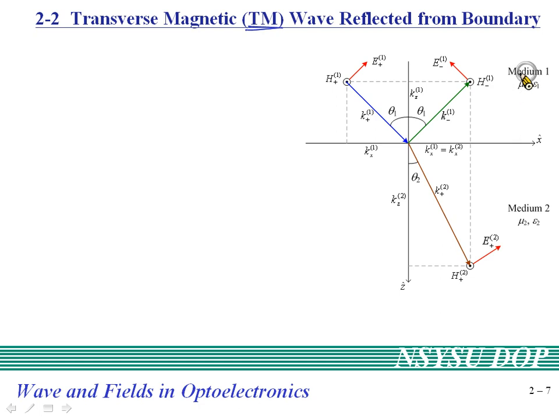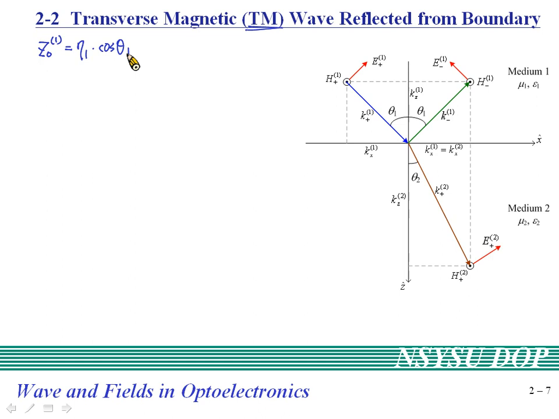In medium 1, the total E field is the incident wave plus the reflected wave. The total H field is the incident wave plus the reflected wave. So we can define the characteristic impedance of the TM wave in medium 1 as it propagates with an angle θ1 to the normal vector. We will have capital Z01 is eta1 times cosine θ1.